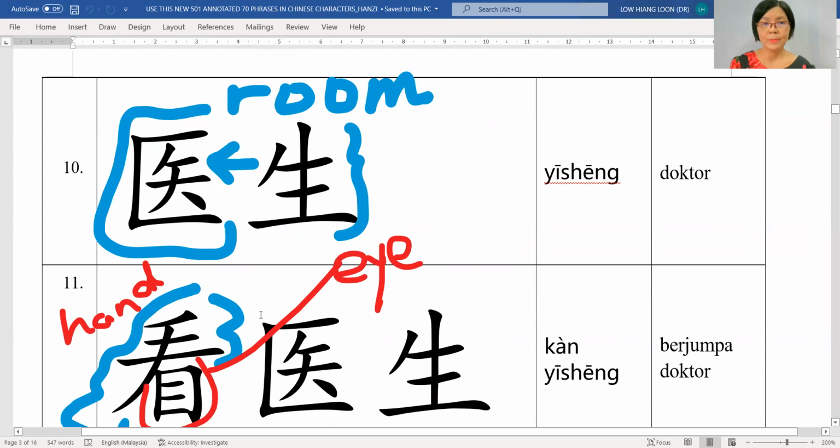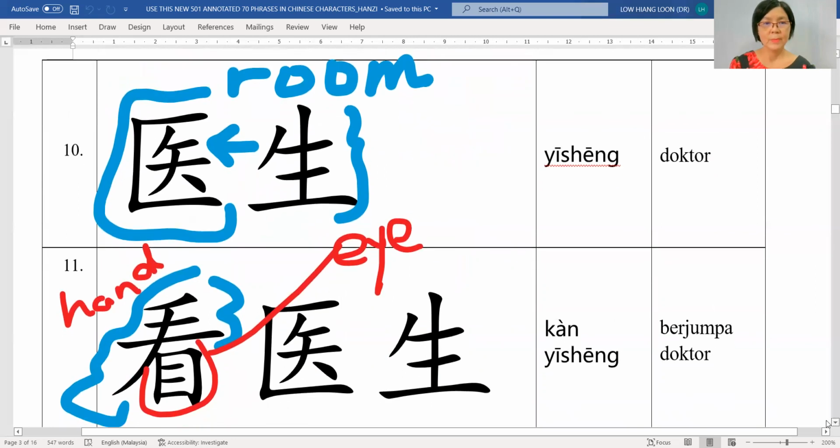Number 2, Yisheng means doctor. The first character looks like a room, and inside it has a doctor. And the second, it looks like people standing. So the character represents a doctor, a person, a doctor. OK，可以。OK，好的。One more.